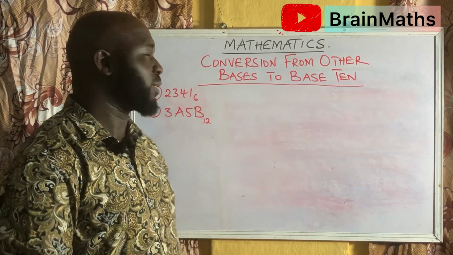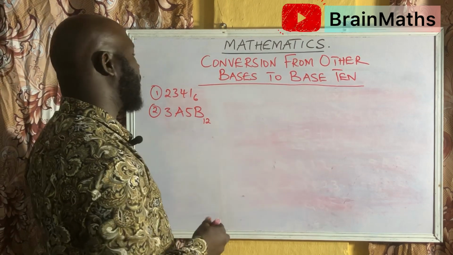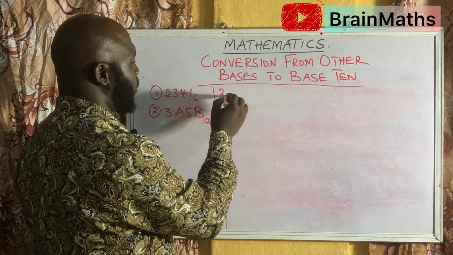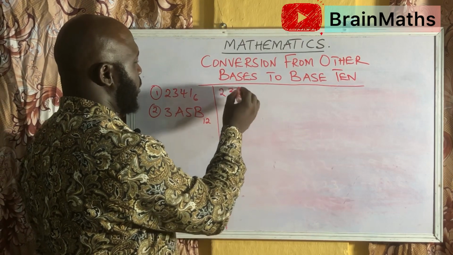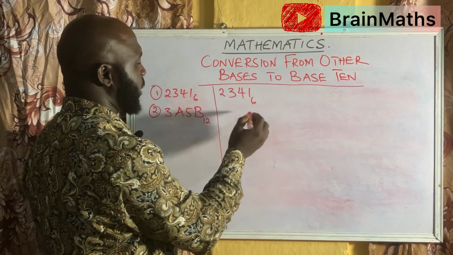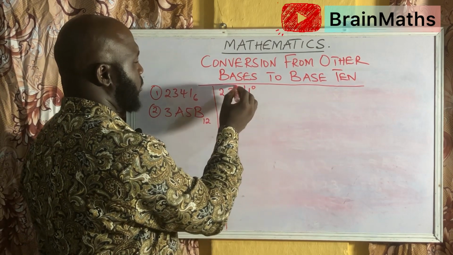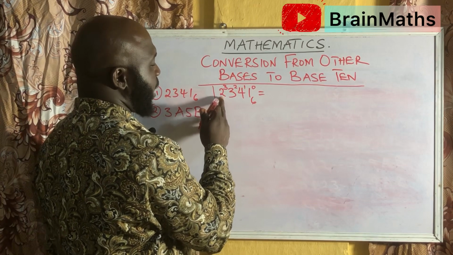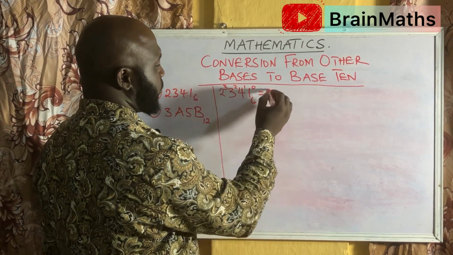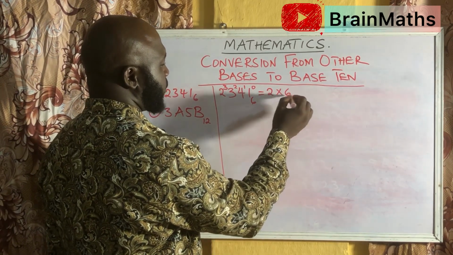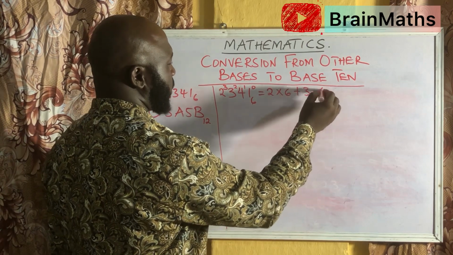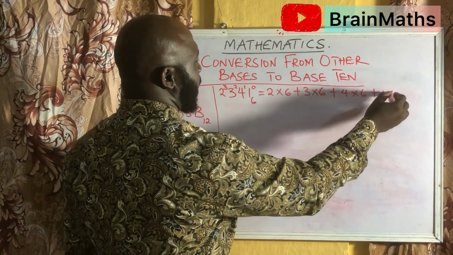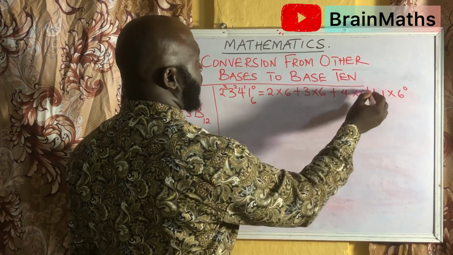Let's quickly look at the expansion of these two numbers on the board. The first one says 2, 3, 4, 1 in base 6. So we have powers 0, 1, 2, 3. And that will give us, we multiply each of these numbers by 6. Don't forget, 2 times 6 plus 3 times 6 plus 4 times 6 plus 1 times 6. So give them their powers.